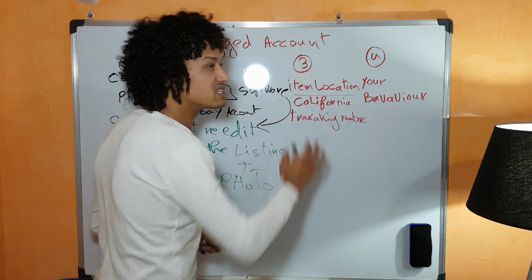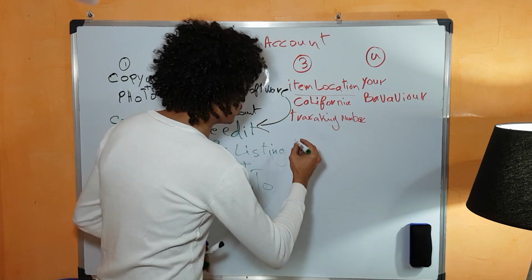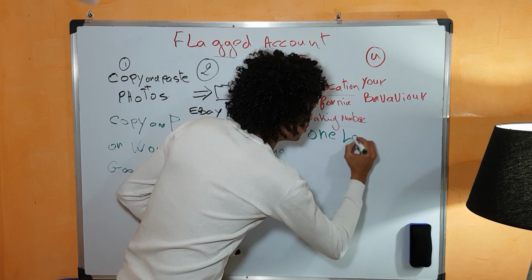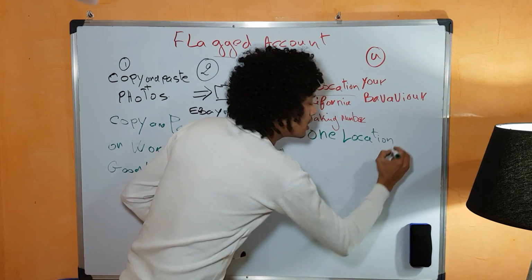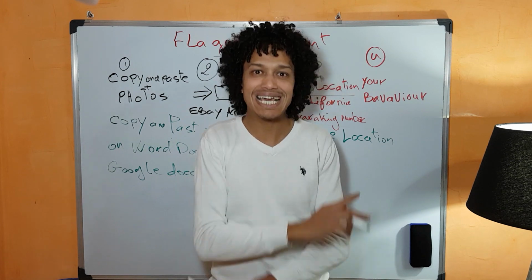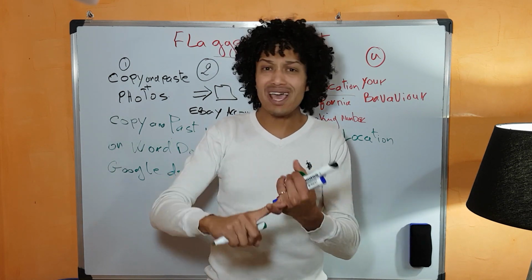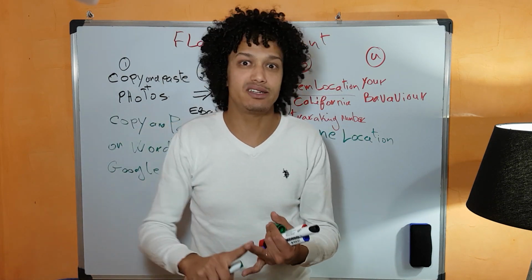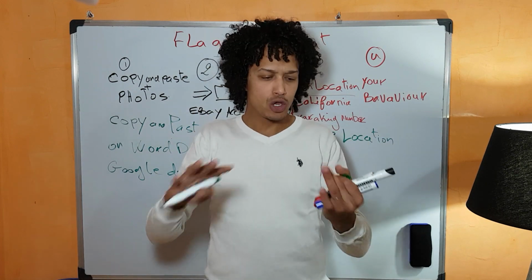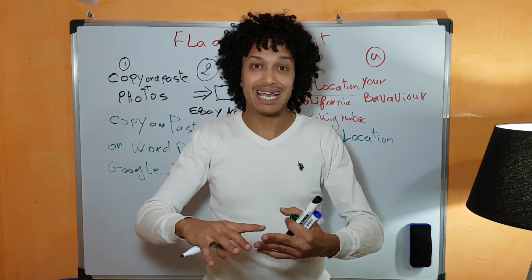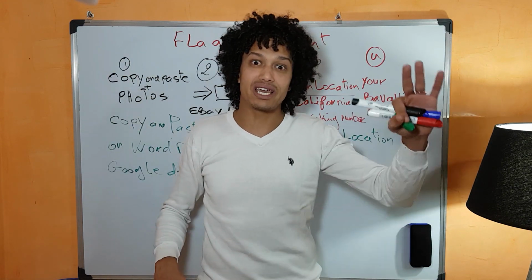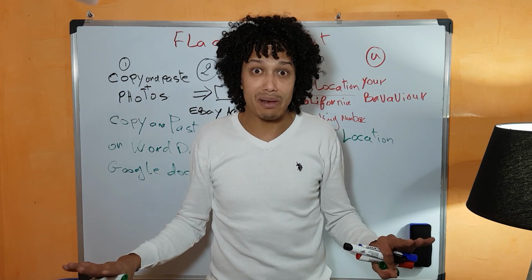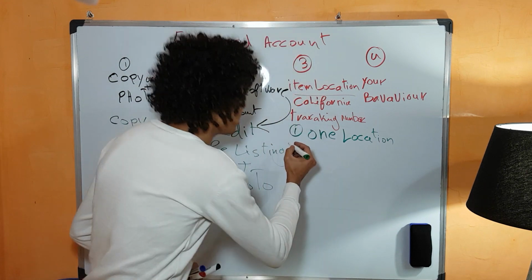All right? The third one is item location. The solution number one for your item location is one location only. You use one location and that's it. You can use USA, any state, doesn't matter. You can use Australia, Canada, Las Vegas, wherever. You name it. You can use any location you want. All right, that's number one. Number two.